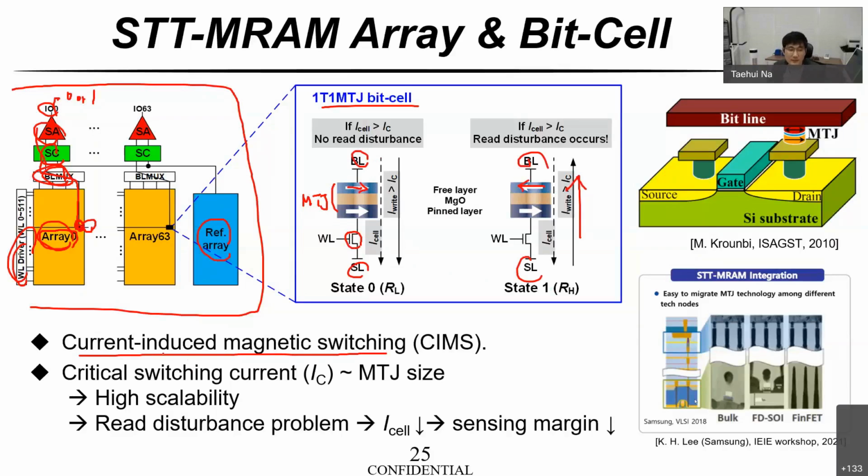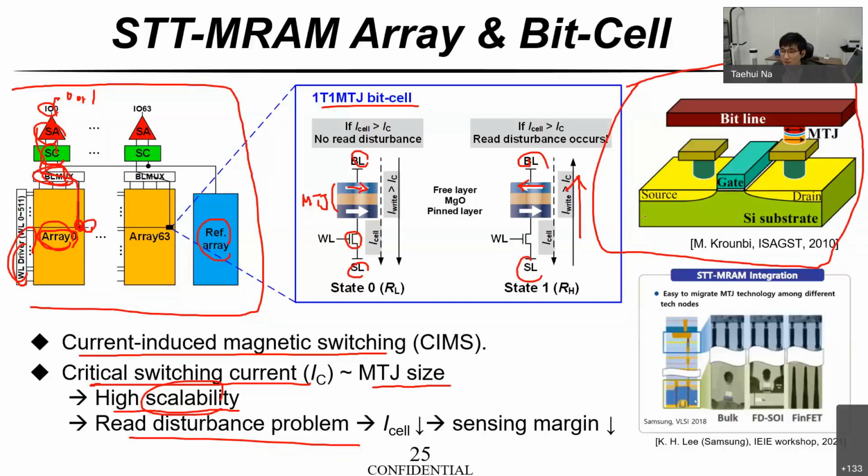A very interesting characteristic of STT-MRAM is high scalability, because the critical switching current, the write current, is proportional to the MTJ size. It means that according to technology scaling, if the MTJ size decreases, the required critical switching current also decreases. So it is highly scalable. Actually, there are some side effects, such as the read disturbance problem. But we can overcome this with some circuit techniques or architectural innovation. Let's see this figure together.